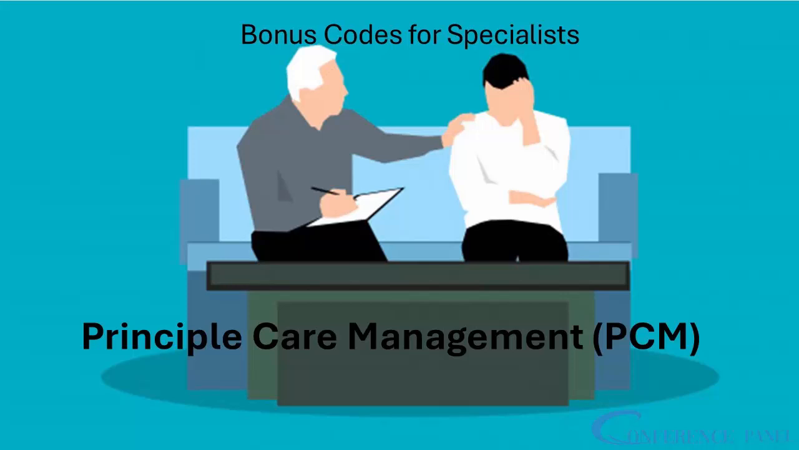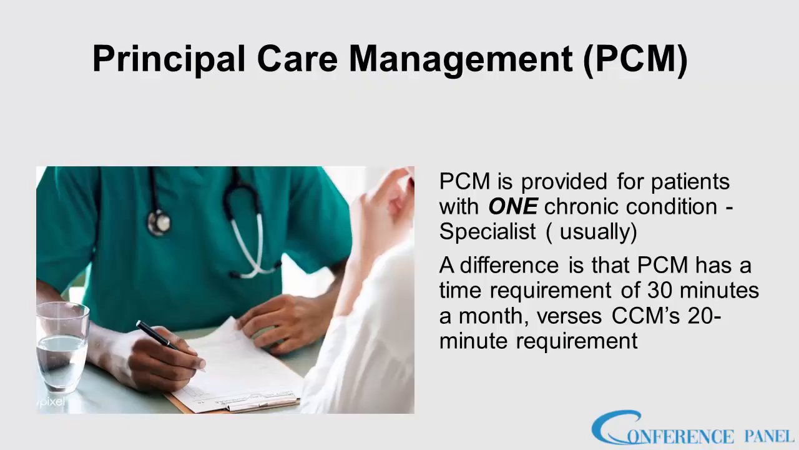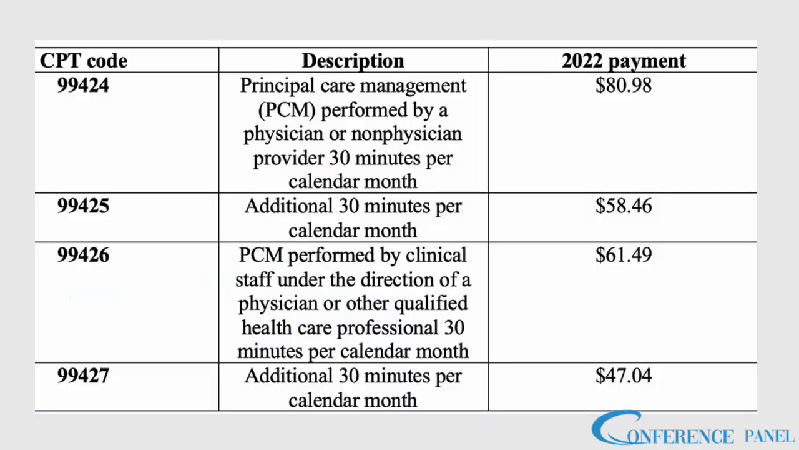Principal care management. So this is basically, I would say, a twin or sibling of CCM. Everything stays the same, except it's really for patients where you're taking care of one chronic condition. So if you're a specialist and you're taking care of one chronic condition, you do the PCM. The difference with PCM is that everything is billed in 30 minute increments and not 20 minutes. And the payments, you can see that 30 minutes by a provider is about $80, which is not much.